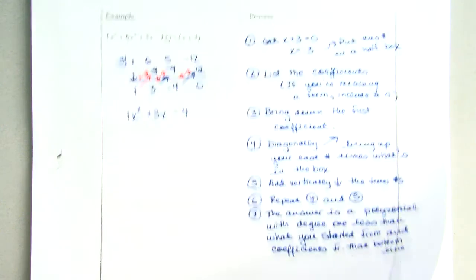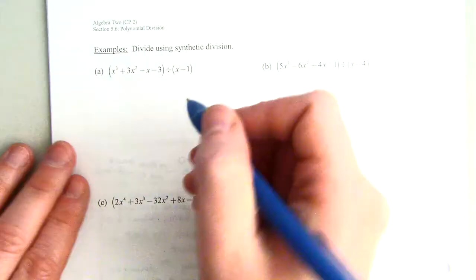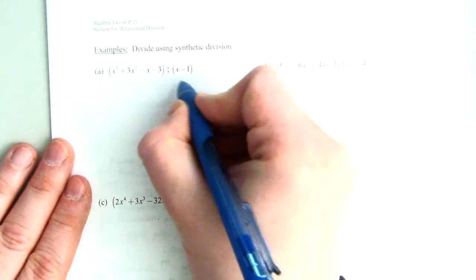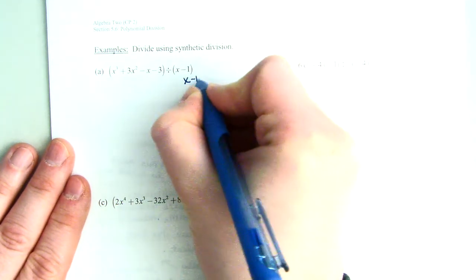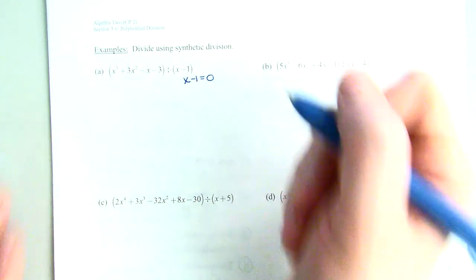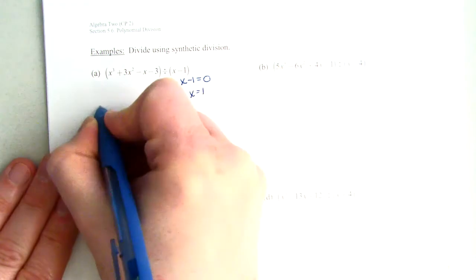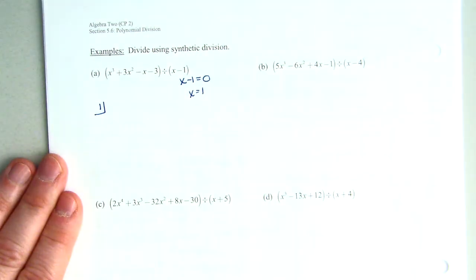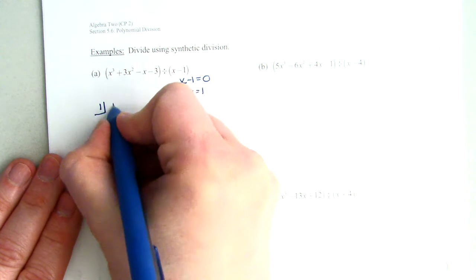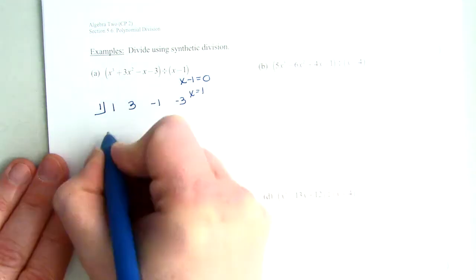Okay, so we're going to take a look at a few examples. Letter A on the top of the next page. First thing we need to do, look at the thing we're dividing by. X minus 1, I'm going to set it equal to 0. Well, what's x going to equal? And we're going to stick that in our little half box. I hope you're saying x equals 1. That's going in my box. I'm going to list my coefficients: 1, 3, negative 1, negative 3.